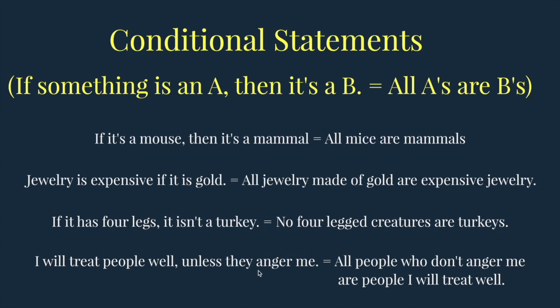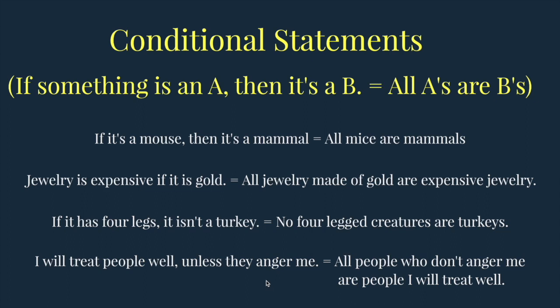Instead of talking about people who do anger me, I'll talk about people who don't anger me, and recognize that when I say I will treat people well unless they anger me, what I'm trying to communicate there is all people who don't anger me are people that I will treat well. And notice again, I can't just arbitrarily switch those categories around. I can't say all people I treat well are people who don't anger me and mean the same thing. That's a different statement with different content and different meaning. If I translate this statement as all people whom I treat well are people who don't anger me, I will have mistranslated this statement. I won't have represented its content accurately.